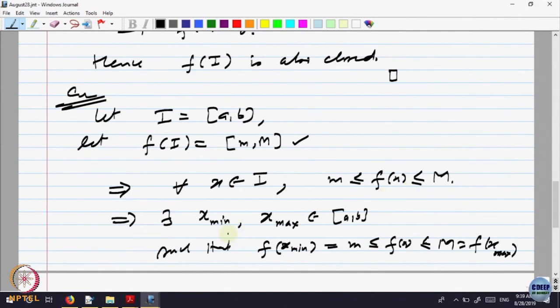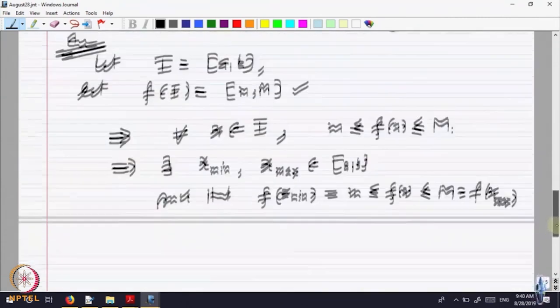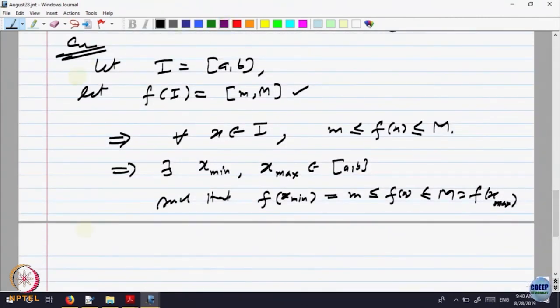Small m is the minimum value, capital M is the maximum value, and small m and capital M being in the range, they are values taken at some point, right. So, this corollary can be rewritten, rewrite if you like, you can write it as a theorem. It is due to Weierstrass.